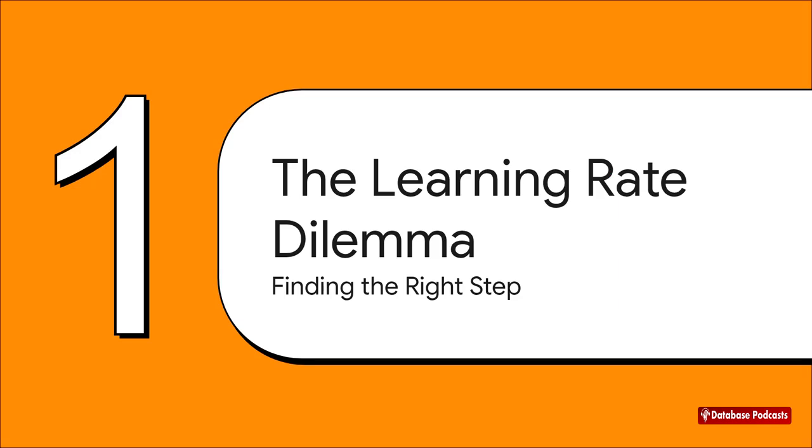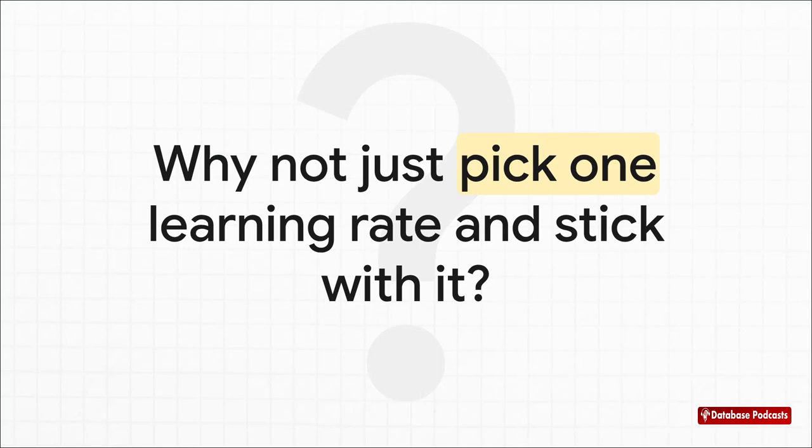The first big hurdle we have to deal with when we're training is what I call the learning rate dilemma. It's all about finding that Goldilocks step size. Not too big, not too small, but just right. And that's a totally fair question. I mean, why make things so complicated?